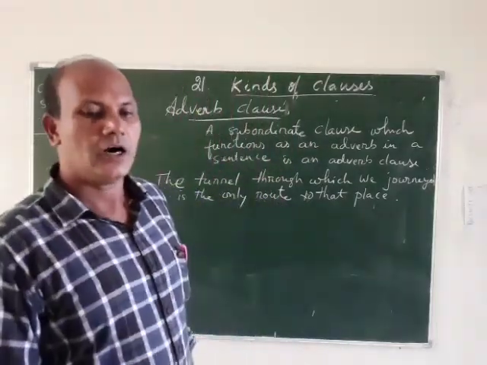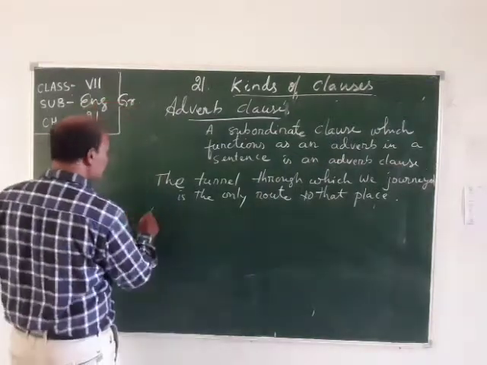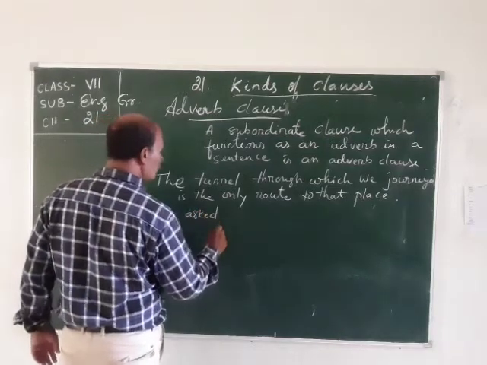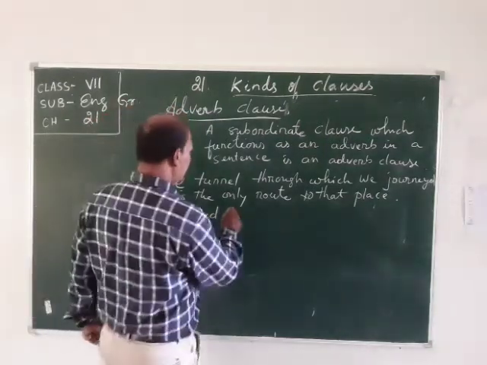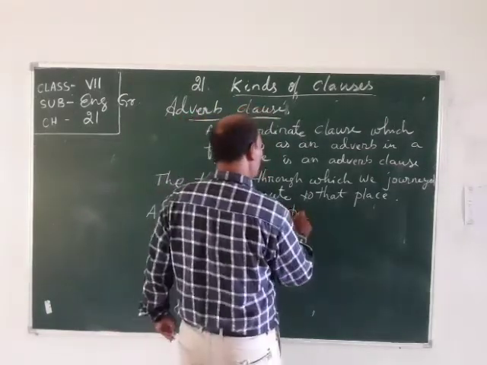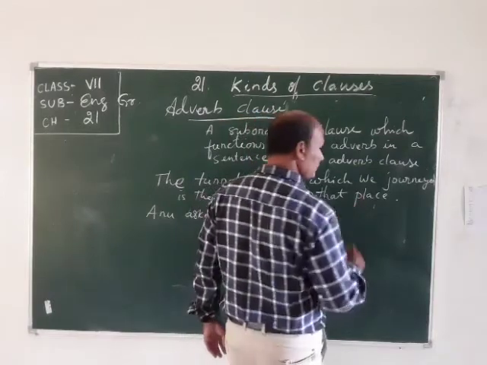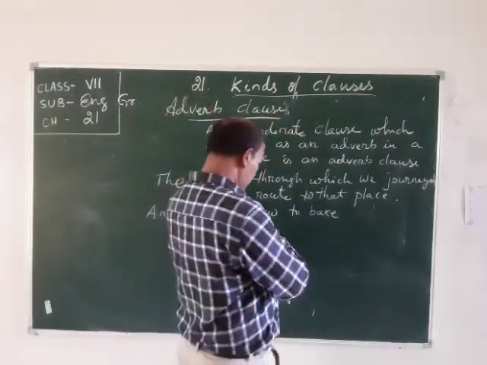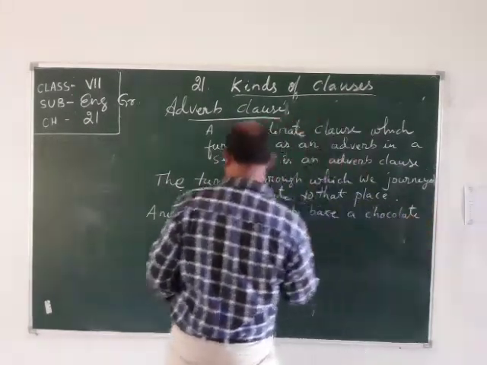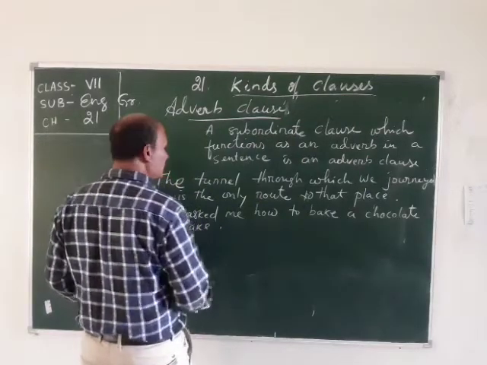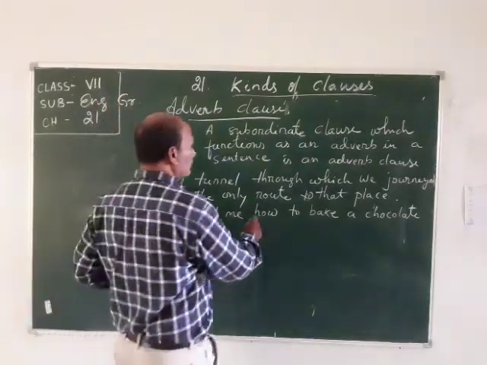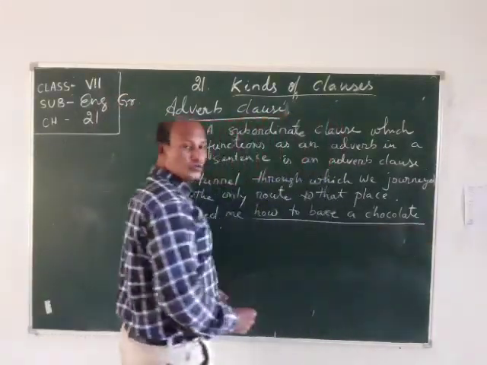So we can make another sentence. Anu asked me how to bake a chocolate cake. You can see this sentence: Anu asked me how to bake. How to bake is basic. How to bake a chocolate cake.